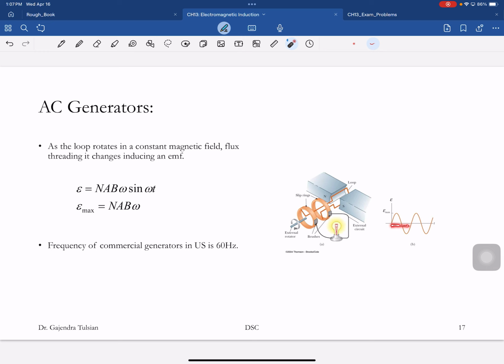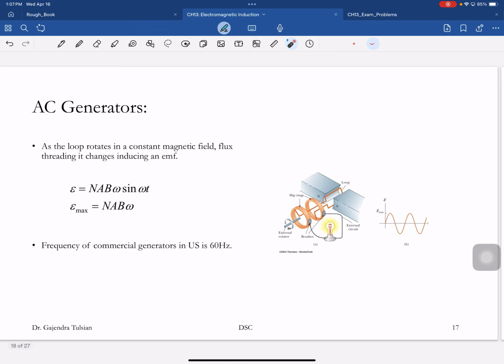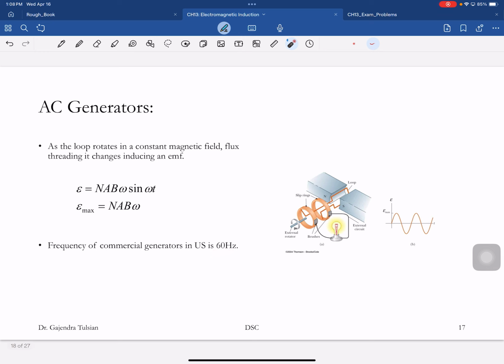The angular frequency of the AC signal is related to the angular frequency of rotation of the coil. So in the US, we generate a 60 hertz signal, so the coil is rotating 60 times a second. Well, in devices, it's not rotating 60 times a second; they convert that signal to 60 hertz afterwards.